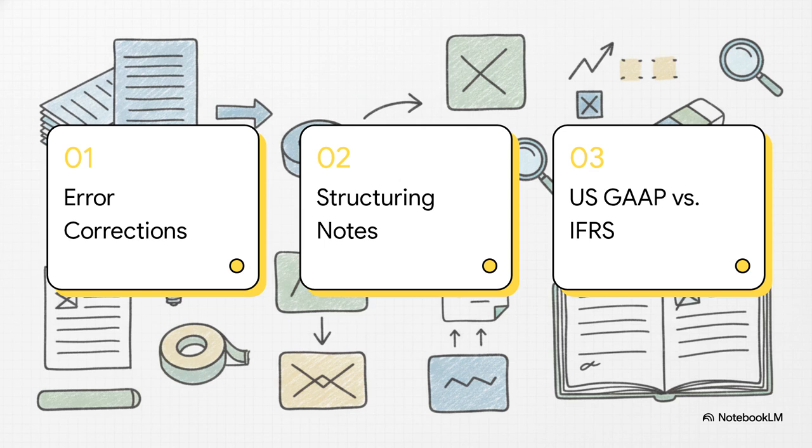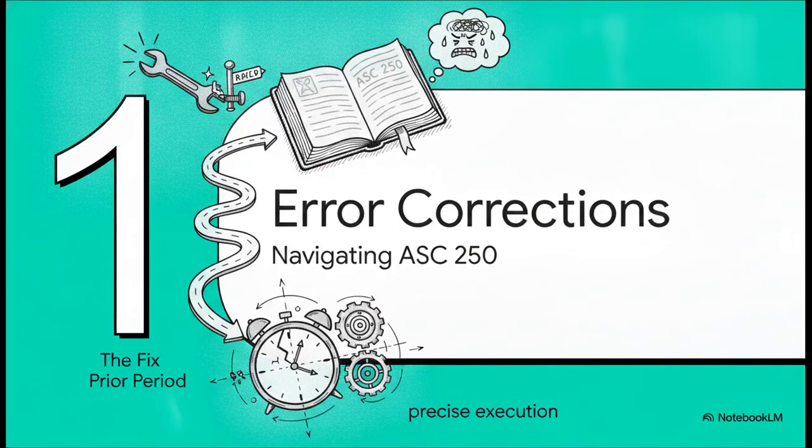All right, here's our roadmap for today. First up, error corrections and changes. Then, structuring financial statement notes. And finally, US GAAP versus IFRS. Let's dive right into Section 1, Error Corrections and Changes, and navigate the somewhat stressful waters of ASC 250.